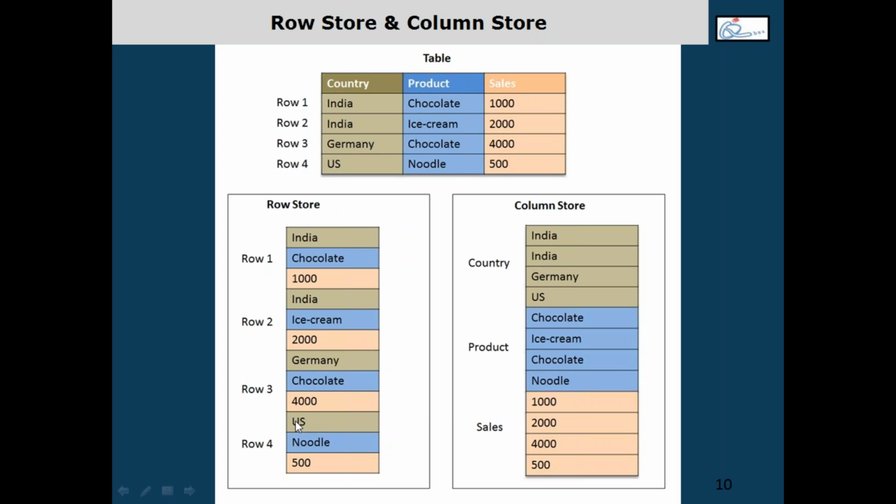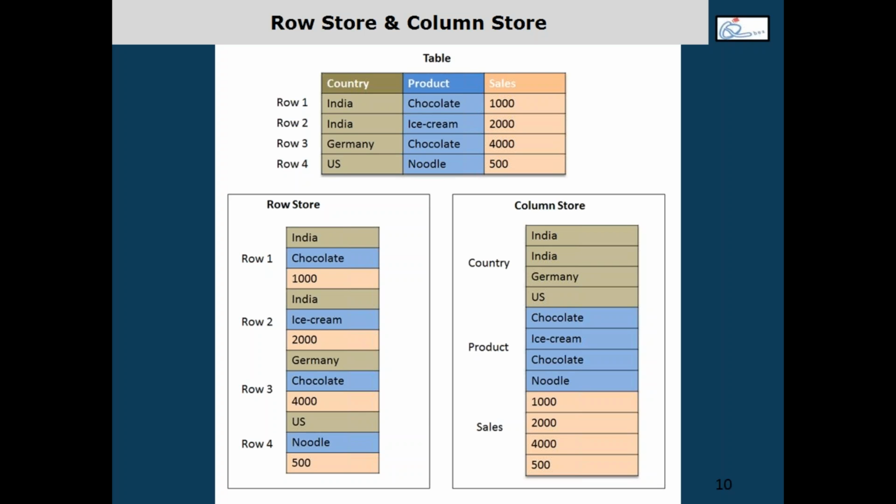If it is row store, I'll just go to the memory location where row number 4 is stored and read all the row values: US, noodles, and the value, and then give it to you. In this scenario, row store is fast, because I'm trying to read the complete record of a table, and in case of row store, the entire record is stored at one memory location, so row store would be faster in this case.